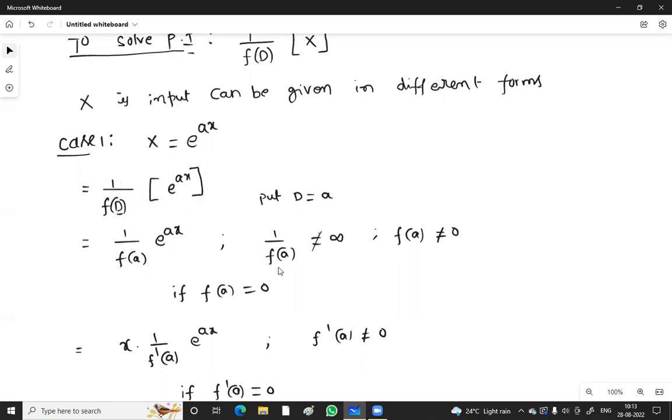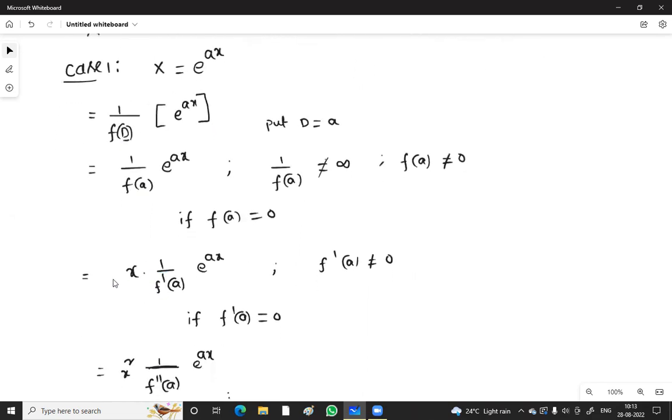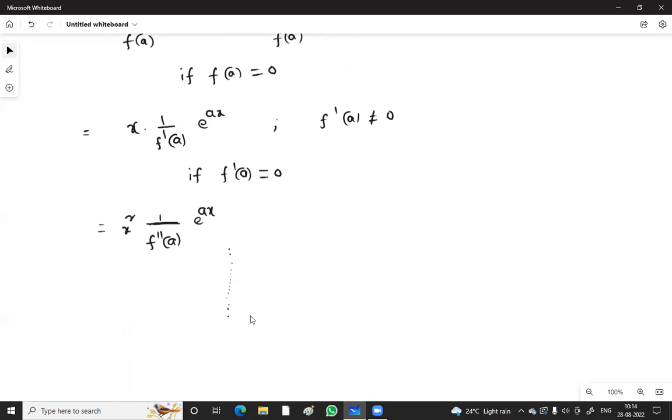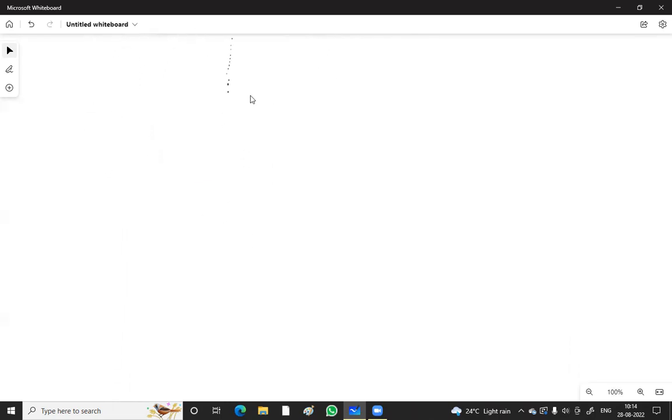But f of a should not be equal to 0. If f of a is equal to 0, you have to multiply with x, and 1 over f dash of D, you have to differentiate the whole function once, and then operate on e power ax. If f dash of a is equal to 0, then repeat. So this is case 1. Now we will see case 2.